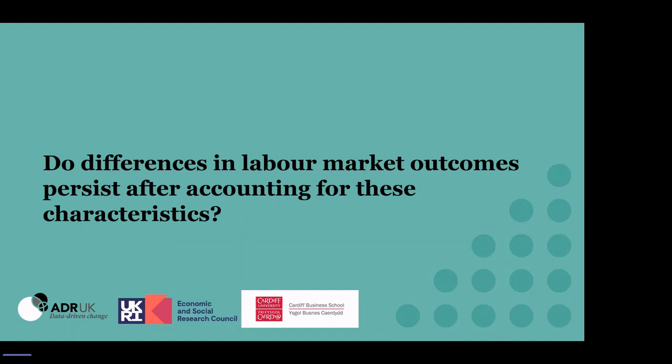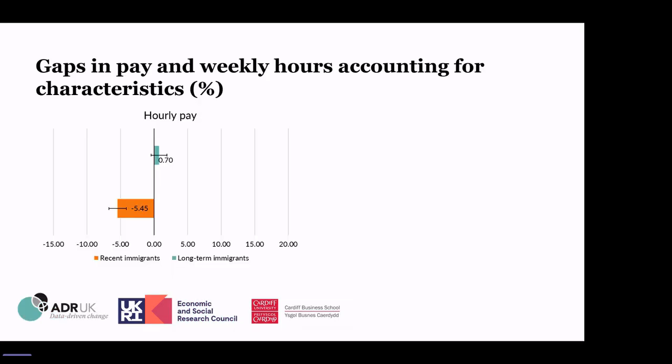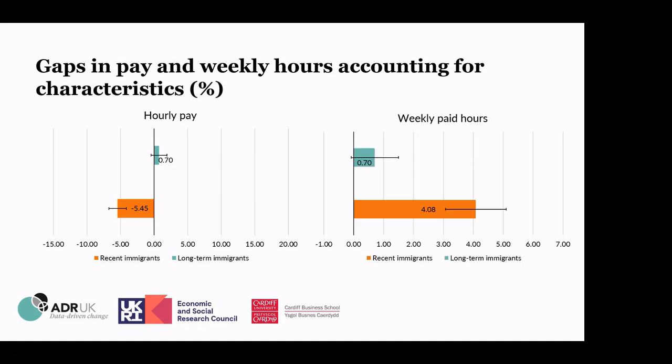Given all these differences, our next question was to account for these characteristics. So when we account for these characteristics, do we still observe differences in labor market outcomes? And here are similar figures after accounting for characteristics differences between UK-born and immigrant employees. As you will see, all the bars will be shorter here, meaning that the gaps will be narrower. And in fact, for long-term immigrants, we no longer observe an hourly pay advantage, while for recent immigrants, we still observe around 5% pay gap with recent immigrants earning less than UK-born counterparts.